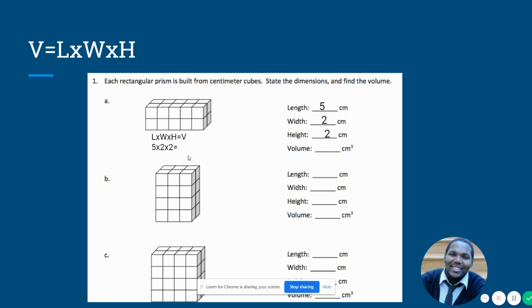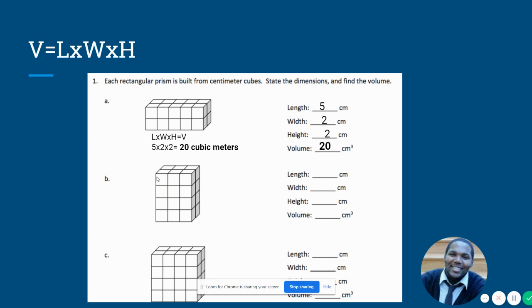No, we have to multiply those. All right, so let's work that formula. So what's 5 times 2? That's right, it's 10. What's 10 times 2? 20. Y'all geniuses. All right, so we've got 20 cubic meters here. And if you actually took the time to count every cube in this prism, you'll see that there are 20 cubic meters. Let's go on down to B.